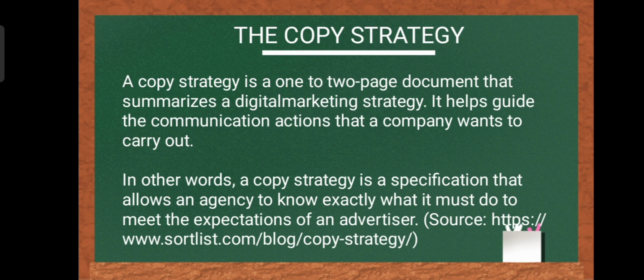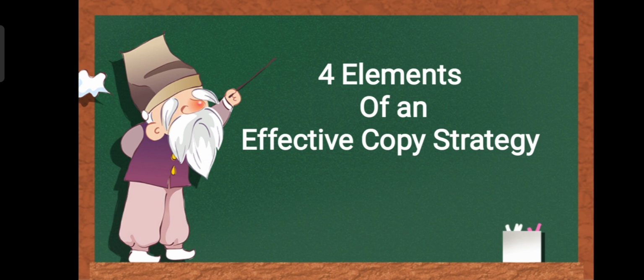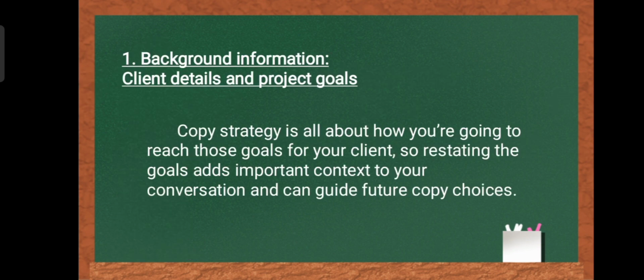On the next slide, you can see the four elements of an effective copy strategy. What will be the four elements of an effective copy strategy? Number one is the background information, client details, and project goals. A copy strategy is all about how you're going to reach those goals for your client. Restating the goals adds important context to your conversation and can guide future copy choices.